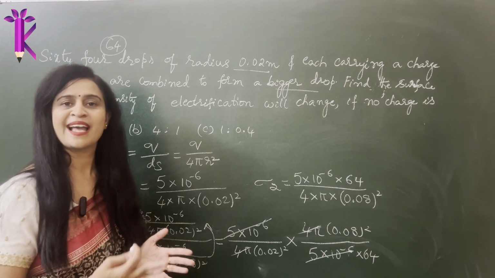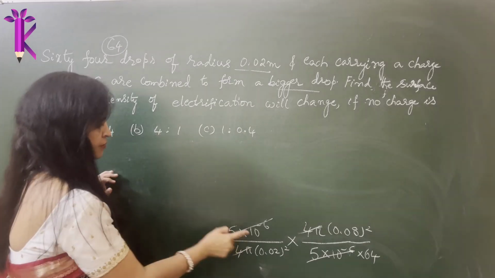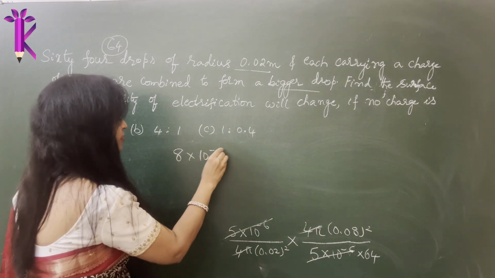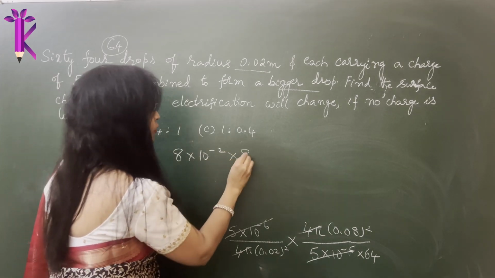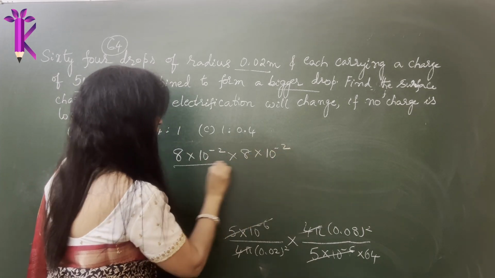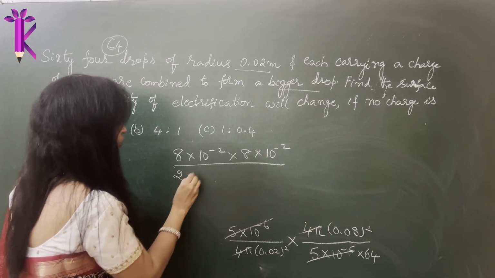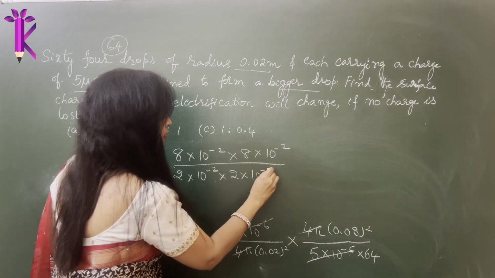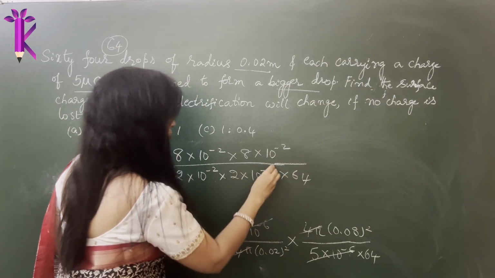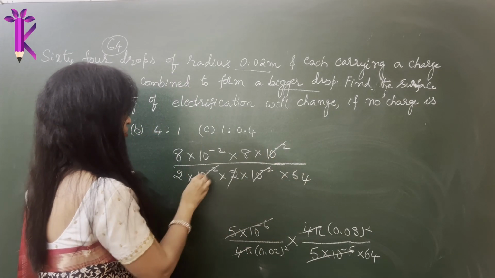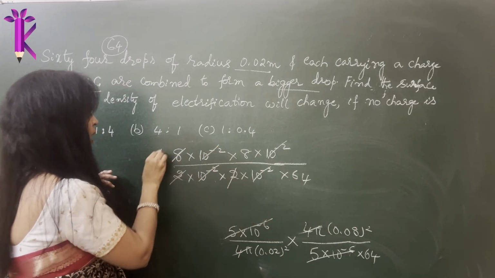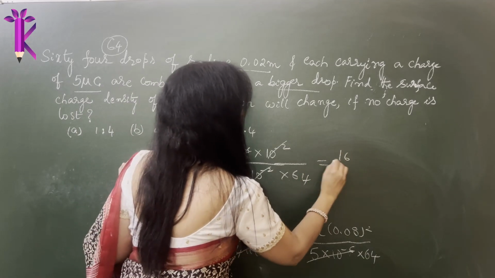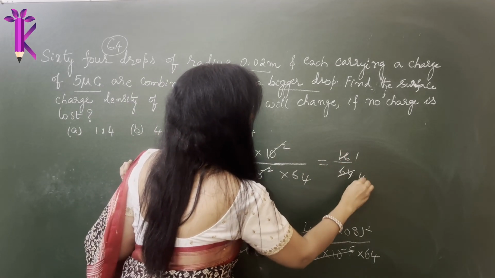I'll give you a pause and reveal the answer. Well, now here's the simplification. 0.08 can be written as 8 into 10 to the power of minus 2 the whole square. Similarly, 0.02 in the denominator can be written as 2 into 10 to the power of minus 2, multiplied by 64. So the 10 power minus 2 terms get cancelled. 2 times 1, 2 times 4. So you have 16 divided by 64, 16 times 1 and 16 times 4.